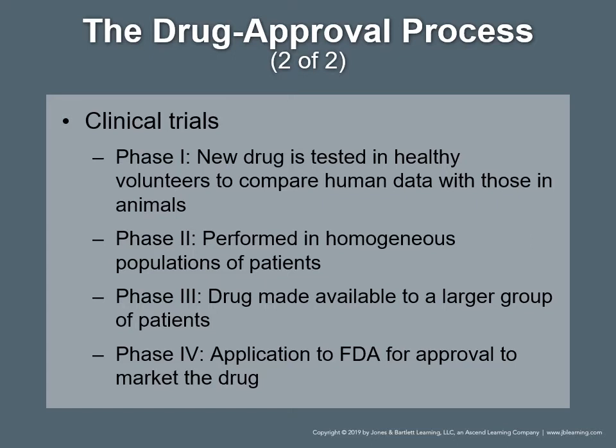During phase 3, the drug is made available to a larger group of patients. This is several thousand patients. These studies usually last several years. They evaluate the efficacy of the drug and monitor the nature and incidence of side effects. Phase 4, the company developing the drug can apply to the FDA for approval to the market of the drug. It compares the new drug with others on the market and examines the drug's long-term efficacy and cost effectiveness.